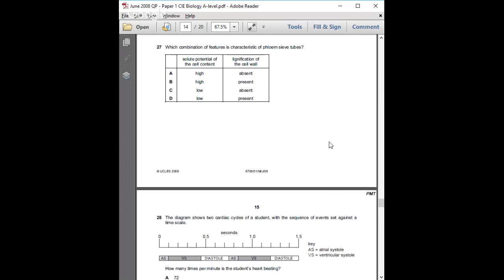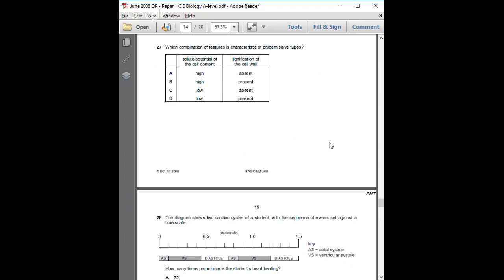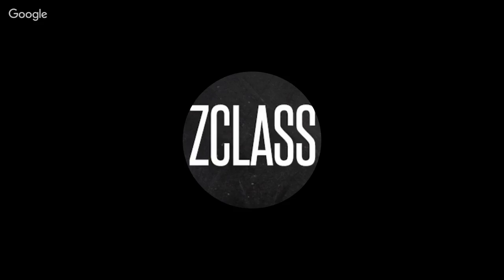So you've got the tube itself, the space in between the cells. That solute potential is high, but that isn't within the sieve tube cells. If you look at the solute potential of the sieve tube cells, it's actually low because they're going to be pumping the assimilate into the tube lumen. Does that make sense? So what they're asking is the solute potential of the companion cells. Yeah, exactly.